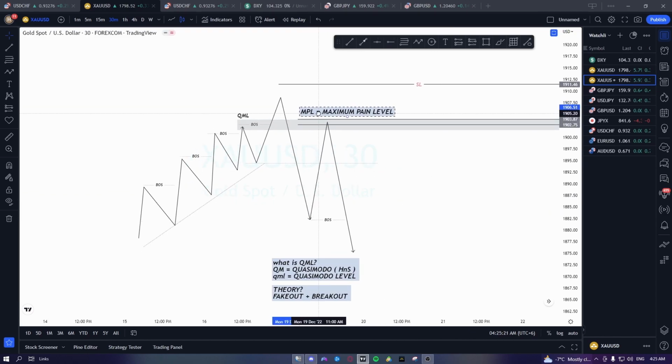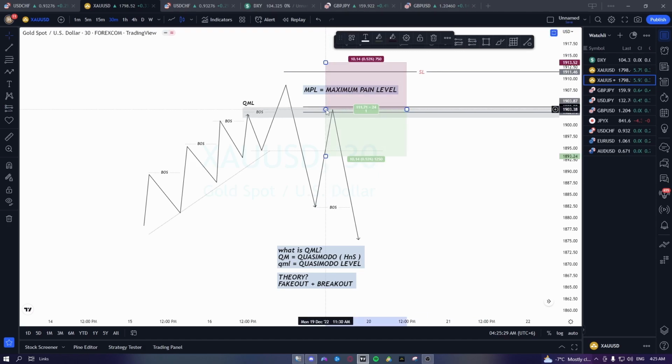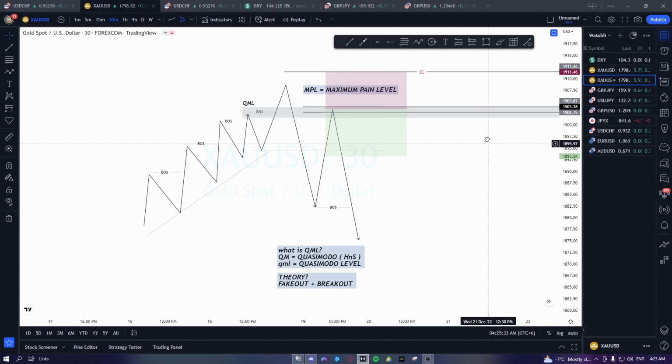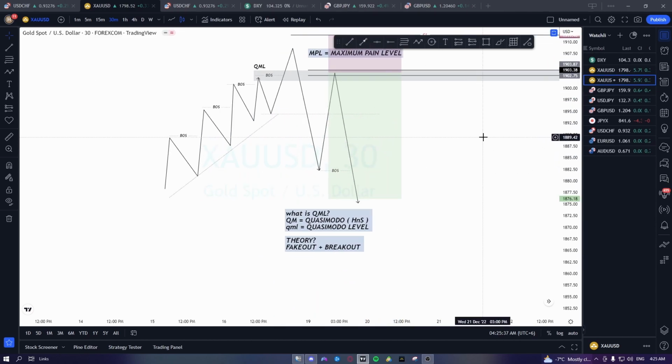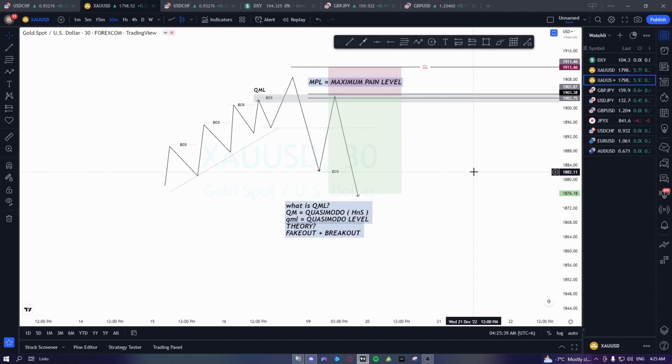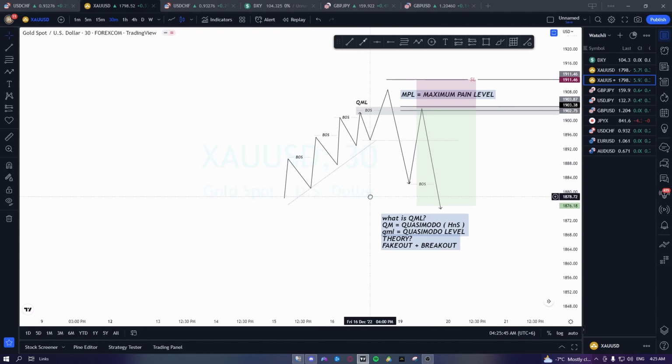That's why this area here is called MPL, maximum pain level. That's where you want to enter, on the MPL. Stops just above the head, something like this, targeting new lows. I'll show you the example on the plain chart. Just for now, let's focus on the pattern of it. This is for sells. What about for buys?